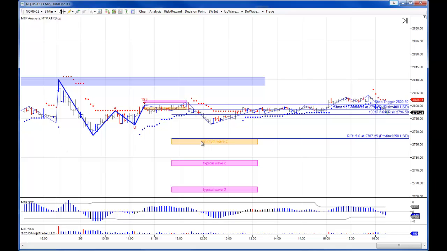So we wouldn't be going for the first target, which is here. We'd be going for the typical wave 3 WPT, which is down here. So if I now replace the risk reward on manually by 2 clicks around the bar entry, ideally we'd be looking for the market to come down to this typical wave 3 WPT.